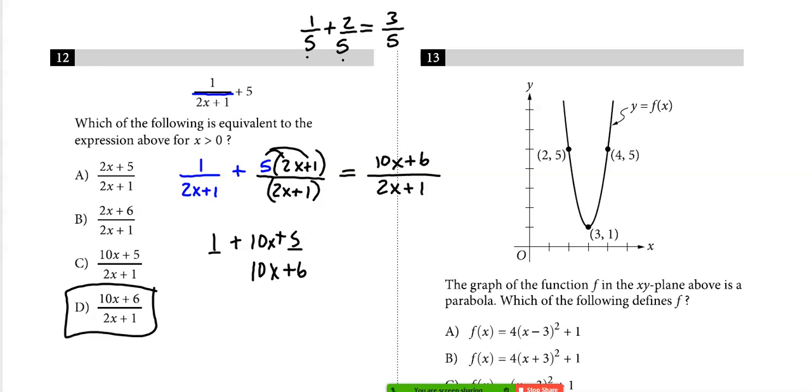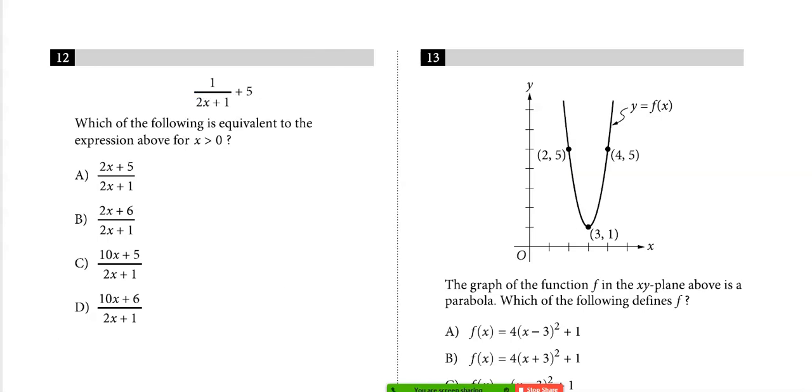So I don't know which way is faster. I guess it depends on if the answer was A or D. If the answer would have been A, it would have been much quicker to jam that 3 in.